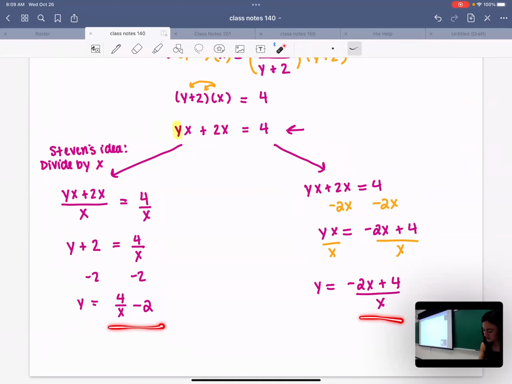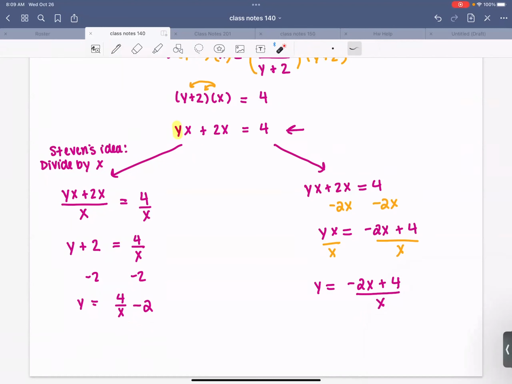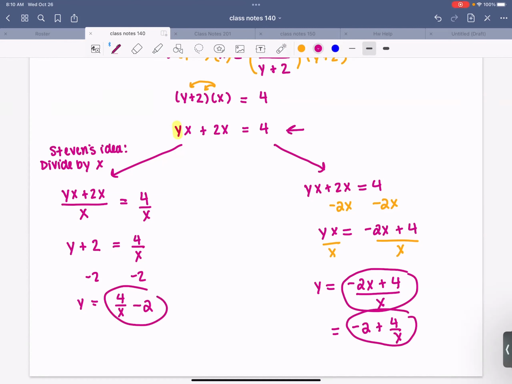Ainsley? Yeah, there's actually a way to simplify the second one. Now, if you leave it like it is on the right, that's fine. But let's just simplify this real quick, okay? I can divide the negative 2x over x to get negative 2. And I can divide the 4 by x to get 4 over x. And now you can kind of see that both ways would give you the same answer, okay? So either this answer or this answer would be correct. I just kind of think it's more intuitive on the right-hand side, but if you want to do the left-hand way, that's okay too.